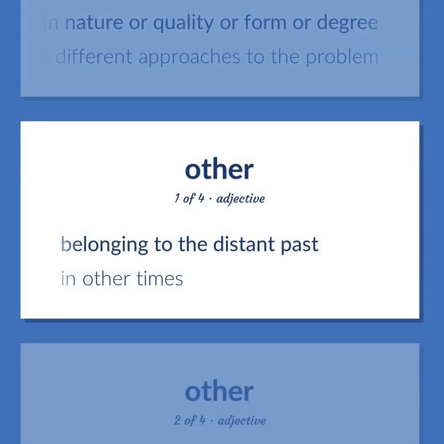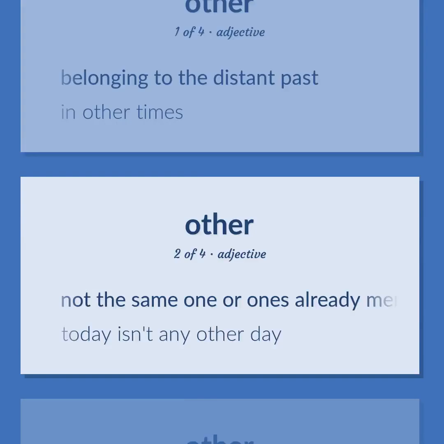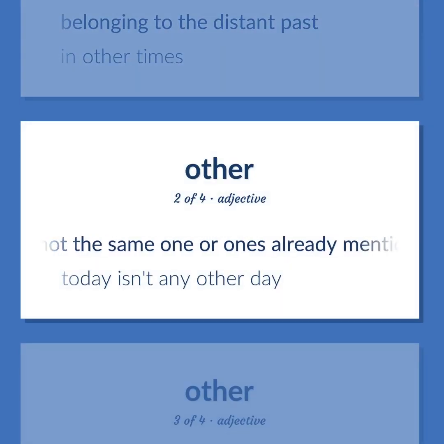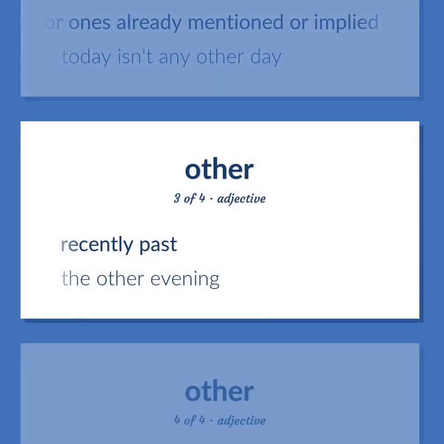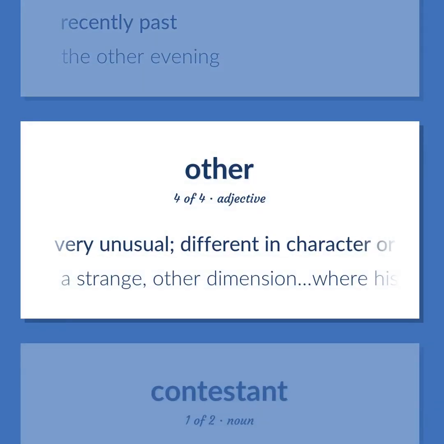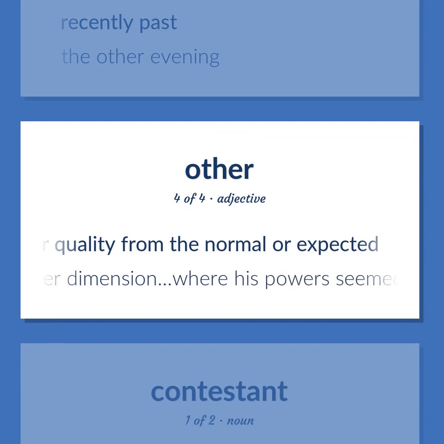Belonging to the distant past. In other times. Not the same one or ones already mentioned or implied. Today isn't any other day. Recently past. The other evening. Very unusual. Different in character or quality from the normal or expected. A strange, other dimension where his powers seem to fail.